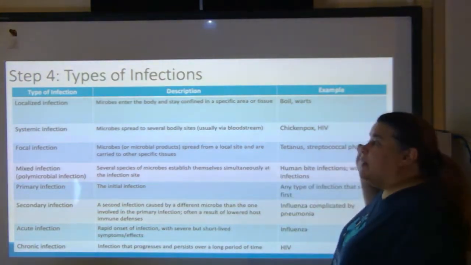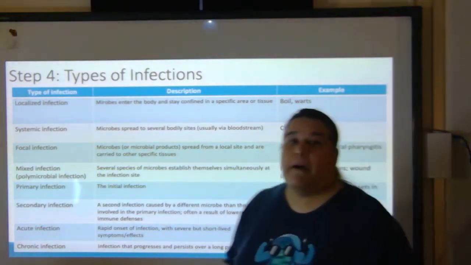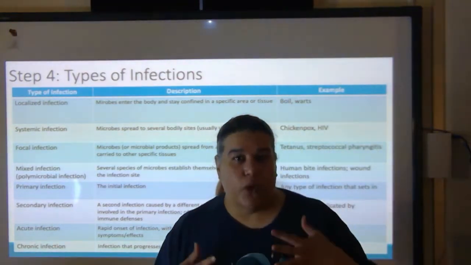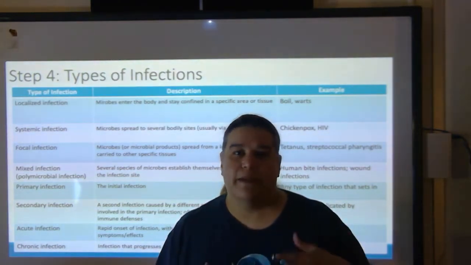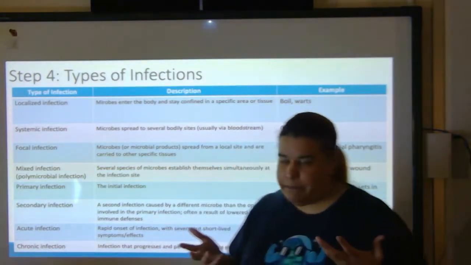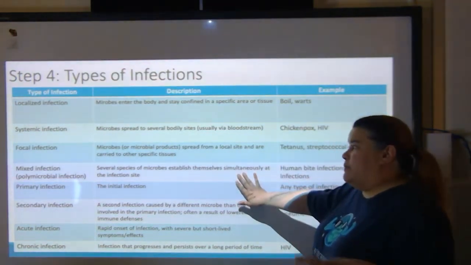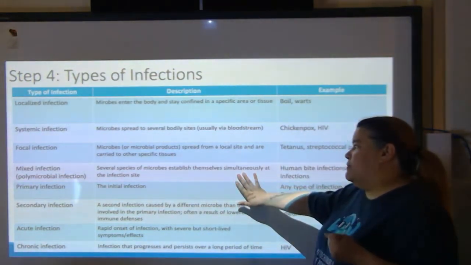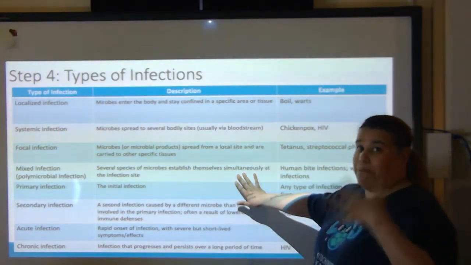A mixed infection, also known as a polymicrobial infection. Poly means many. So ultimately, when you see polymicrobial or mixed, it means there's more than one bacteria there, or more than one invader. Several species of microbes establish themselves simultaneously at the site of infection. It's not just one thing, it's a bunch of things.